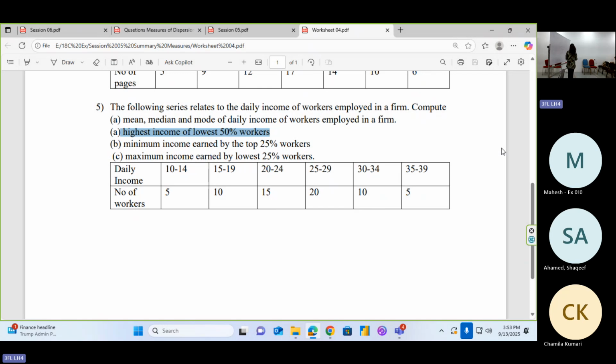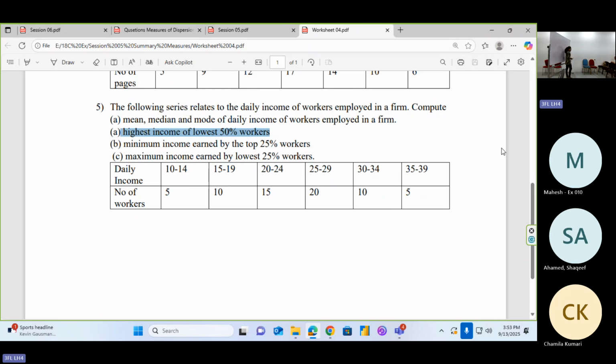Okay, then Q1, Q2, Q3. Q3 represents 25%. It means for the top 25% of workers, this income is their minimum income. Understood? Why? This is the top now. It means they earn Q3 or greater than Q3. Okay, then Q3 is their lowest income, minimum income.